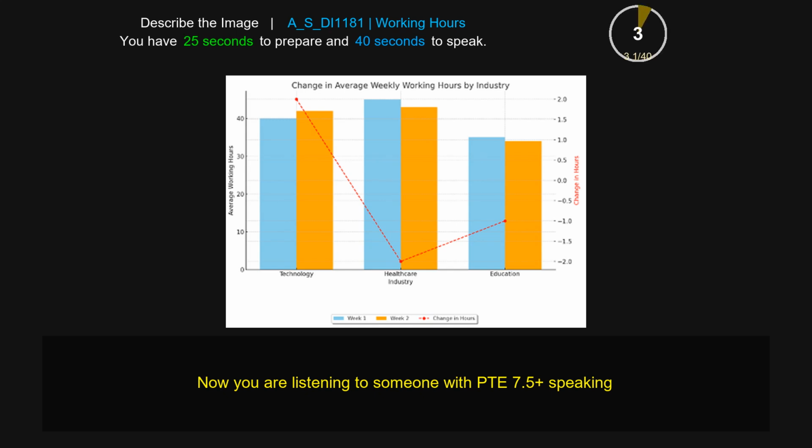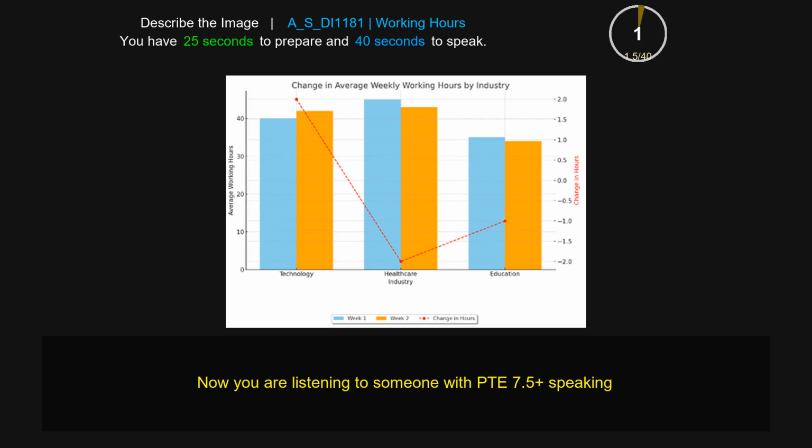The picture is a bar graph that gives information about change in average weekly working hours by industry. From the graph, it is evident that the healthcare industry has the highest average weekly working hours by industry, and we can see week one has a higher value than week two. From the graph, it is also evident that education has the lowest average weekly working hour rate, with the first week being slightly greater than the second week. Similarly, the third item compared was technology, which has a value between healthcare and education.